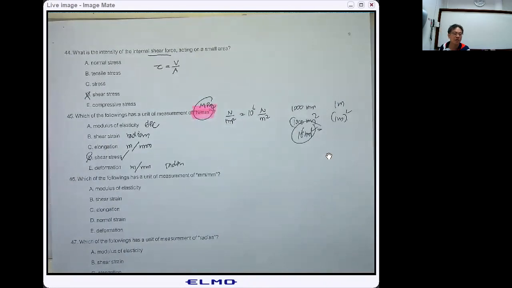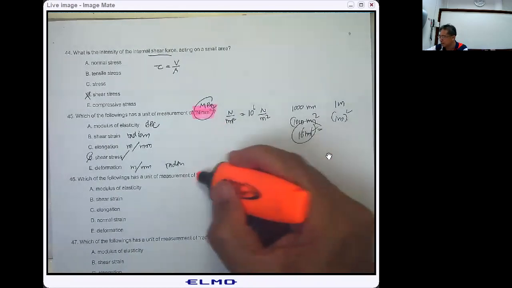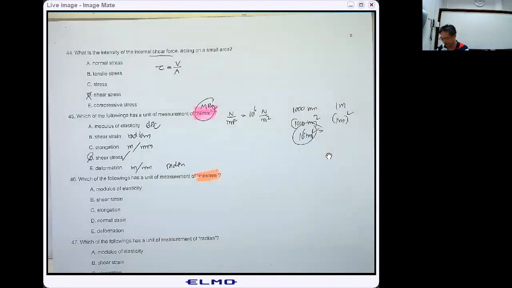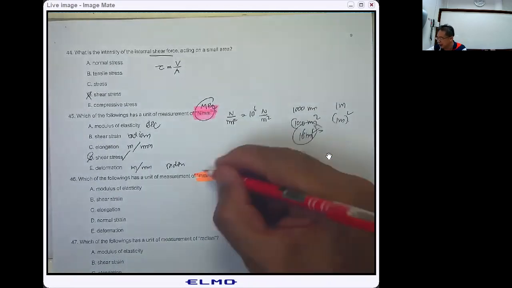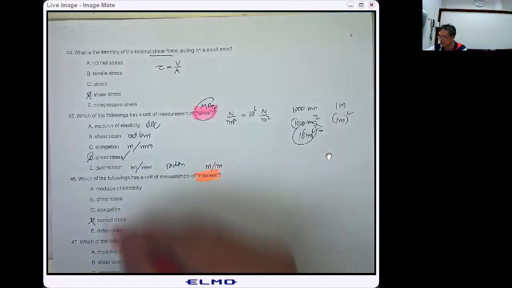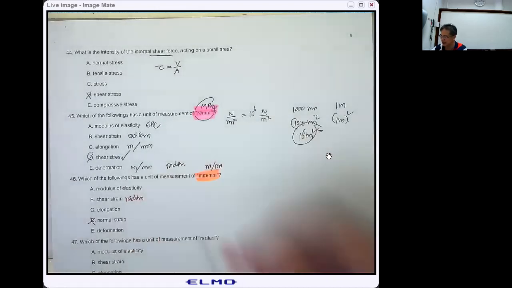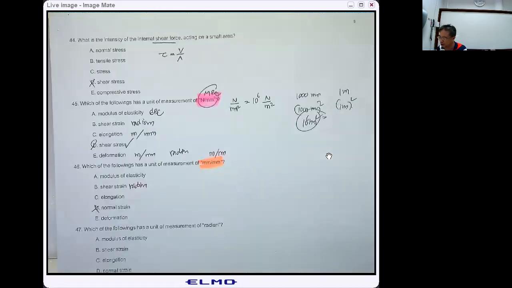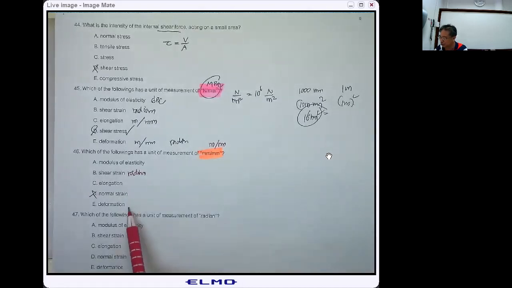And 45, which of the following has a unit of measurement, this is easy. This is meter by meter, or you may say meter by meter is the same thing. It's going to be the normal strain, right? It's not going to be shear strain. Shear strain is going to be in the radian, as we specified before. And the other deformation is also just the length, elongation only the length, meter, millimeter.